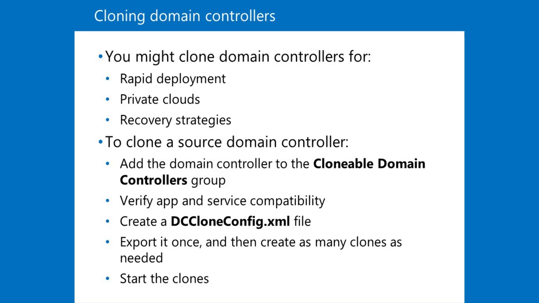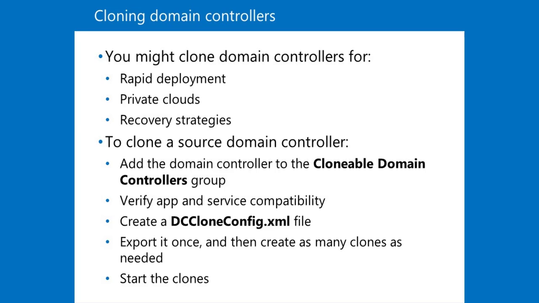Quickly meeting increased capacity needs in branch offices. You can do this either by cloning existing domain controllers in branch offices, or by cloning them in the datacenter, and then transferring them to branches by using Hyper-V. Cloning domain controllers requires the following.